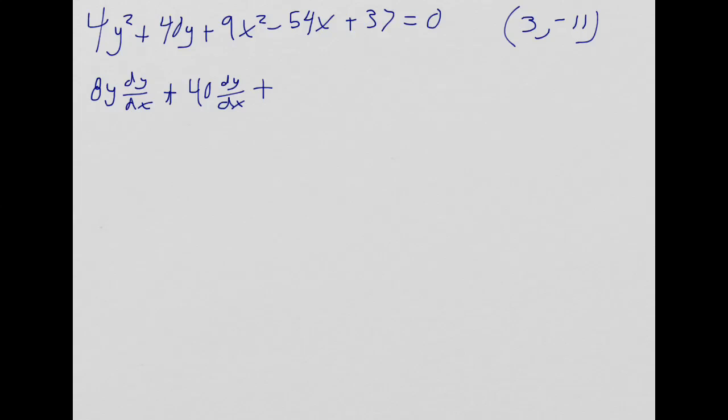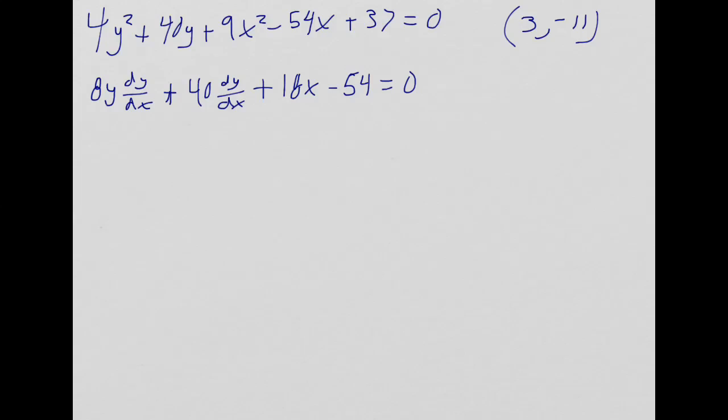Plus 9x squared becomes 18x via the power rule, minus 54 is what we get when we take the derivative with respect to x of negative 54x. And the derivative of any constant term such as 37 is 0, and the derivative of 0 is also 0.